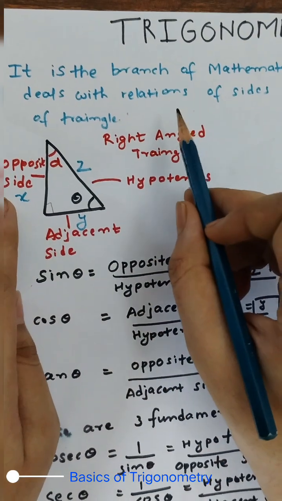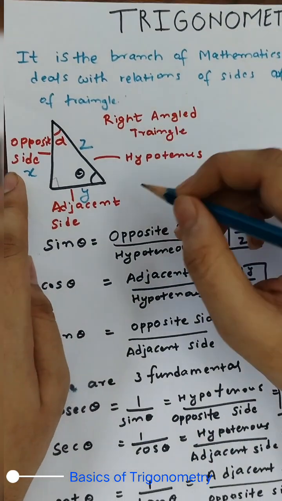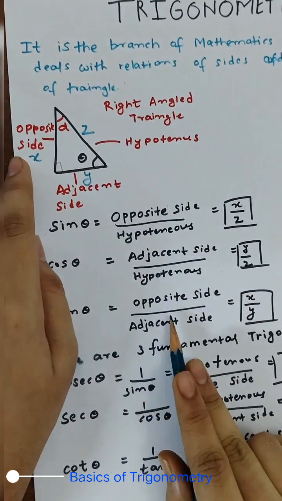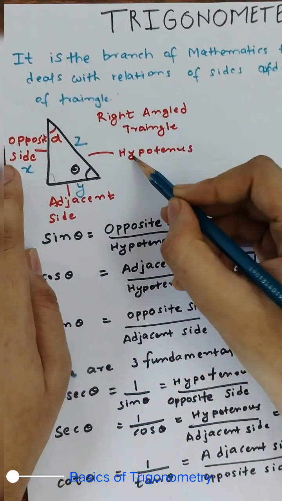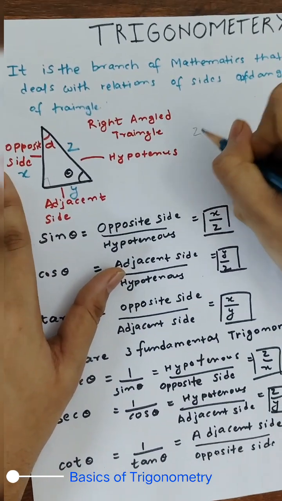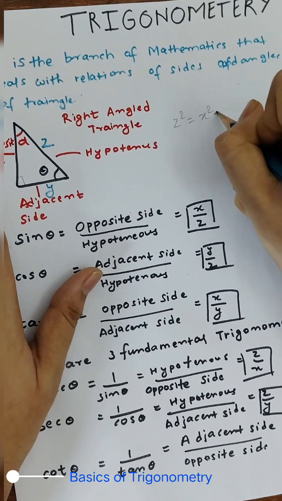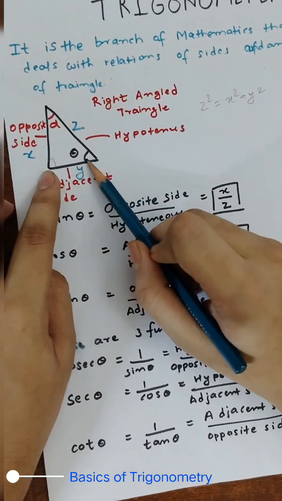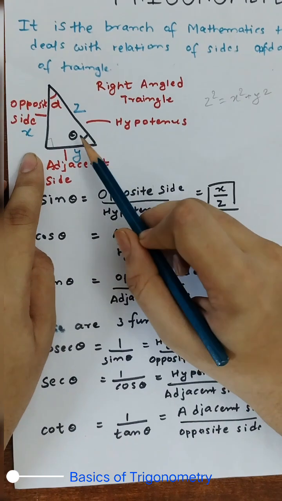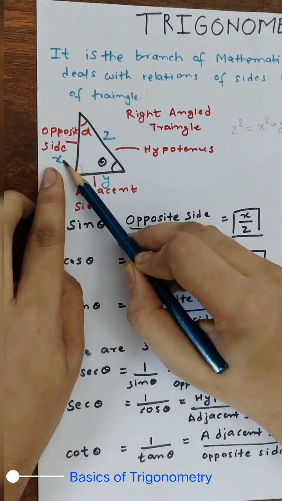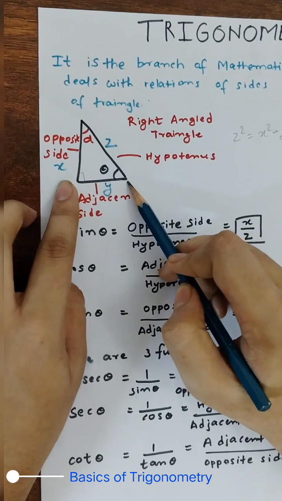Okay, now there are certain terminologies that we have in trigonometry, that is opposite side, adjacent side, hypotenuse. We know exactly what is hypotenuse. So in this we know from Pythagoras theorem that z square is equal to x square plus y square. This is the Pythagoras theorem. Now for any angle theta, the side which is opposite to that angle will be our opposite side. That means this will be our opposite side for theta, and this side of length y will be the adjacent side.